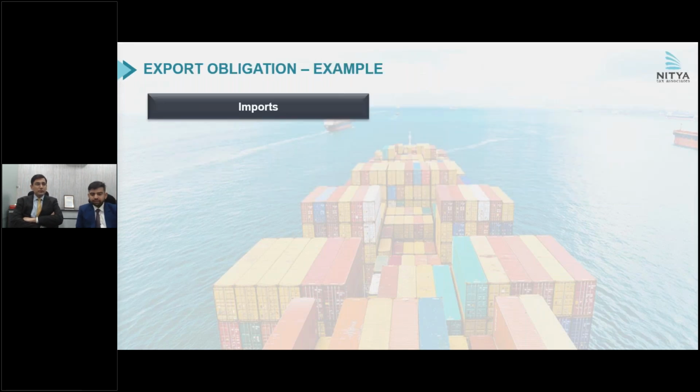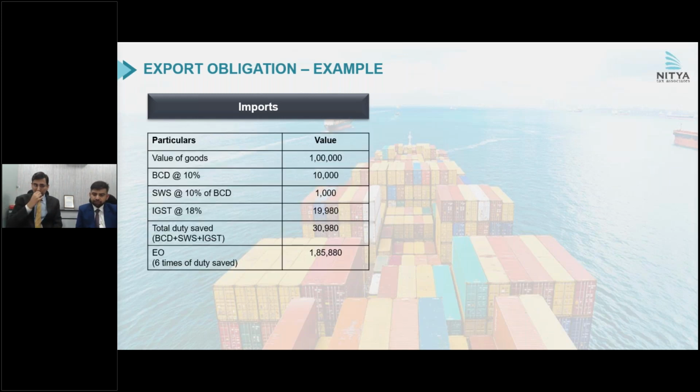Let us understand the export obligation with the help of an example. Suppose you have imported capital goods from outside India. The value of the machinery is, say, 1 lakh, BCD you have paid 10,000, SWS is 10% of BCD, which is 1,000, and IGST you have paid 19,980. So the total duties saved come out to 30,980. The export obligation for the same is 1,85,880, which a manufacturer needs to fulfill in 6 years.